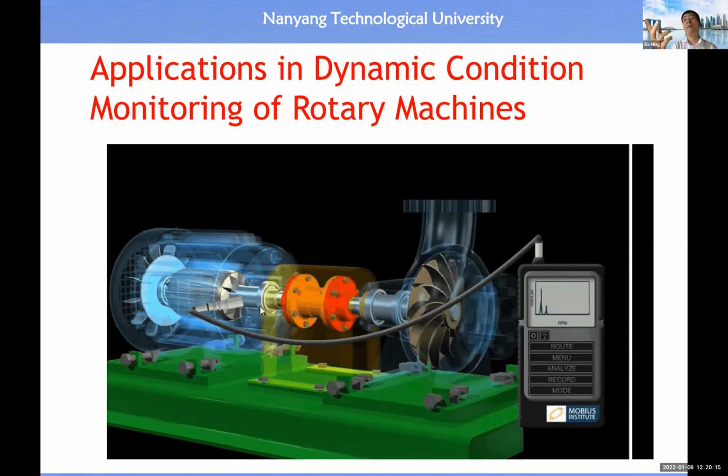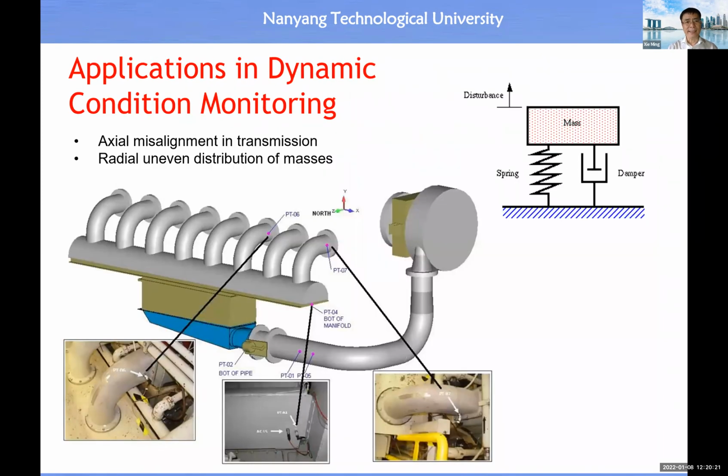This task will be enabled with the use of a vibration sensor. In general, we can talk about the vibration due to solid, the vibration due to gas, and vibration due to liquid. For vibration due to solid, we have at least two major causes behind the unwanted vibration. One is axial misalignment in transmission, another is radial uneven distribution of masses. Later on, I will show you examples for you to understand.